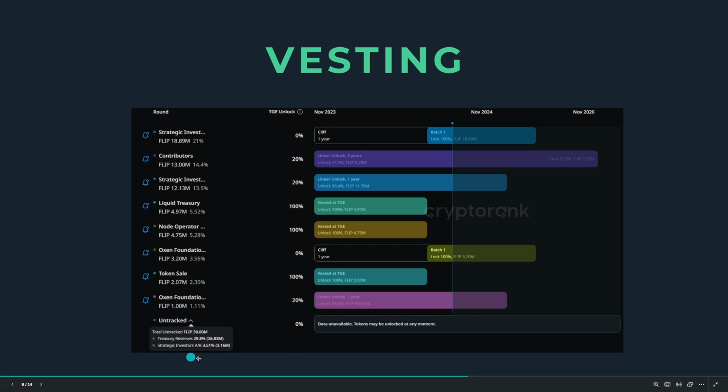They also have some untracked tokens that I couldn't see the vesting for, right? So if anybody from the FLIP team sees this, please clarify if you can. So 29.8% is the treasury reserves. I don't think that will get unlocked anytime soon unless the community wants something new. And then there's around 3.5% left for the strategic investors, where I don't see any vesting, right? So I don't know how that works.